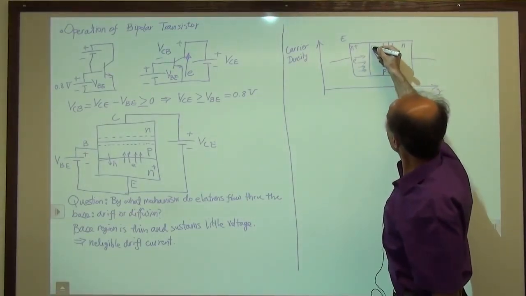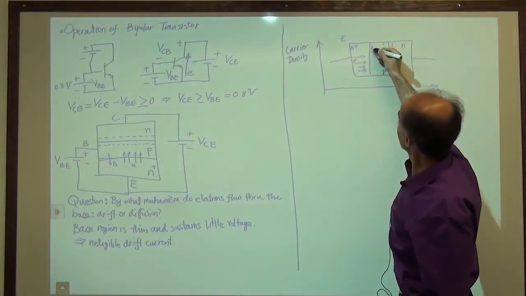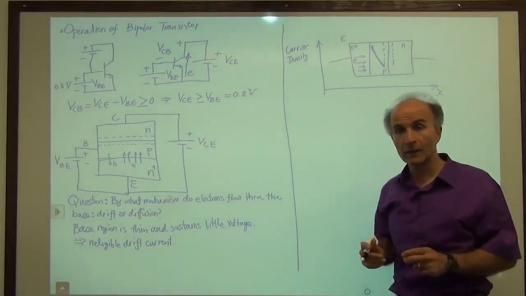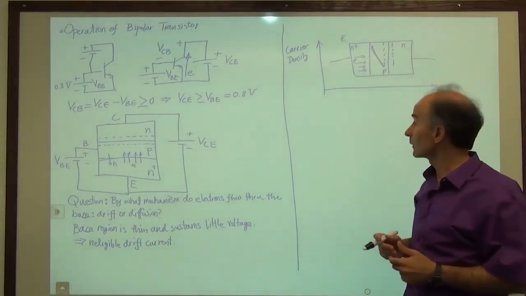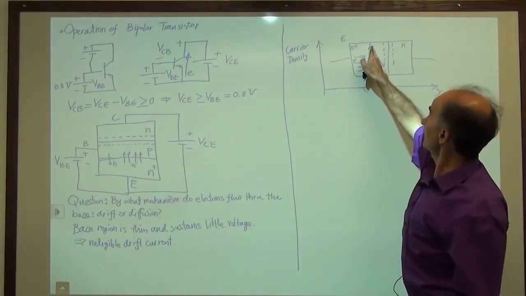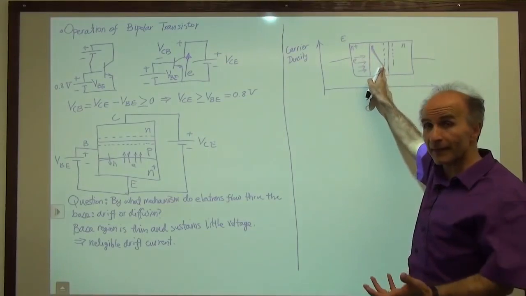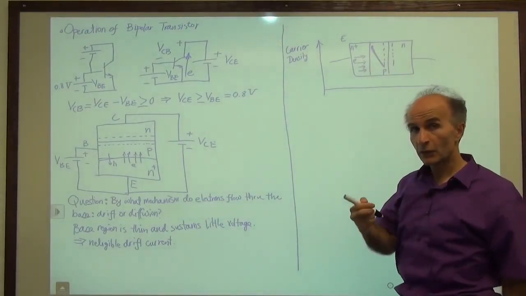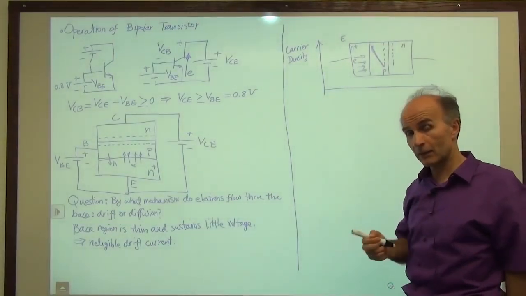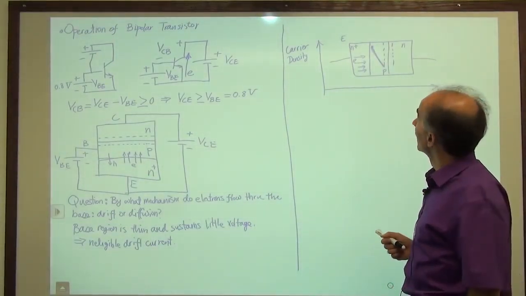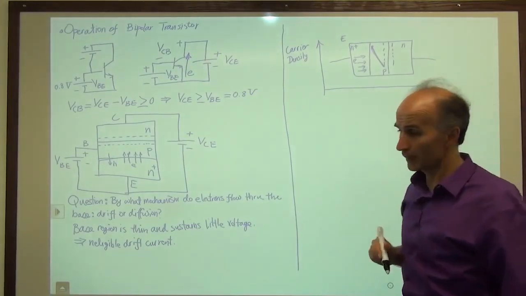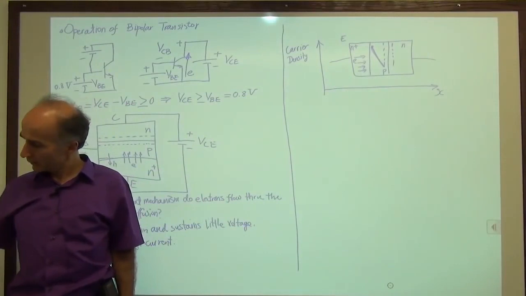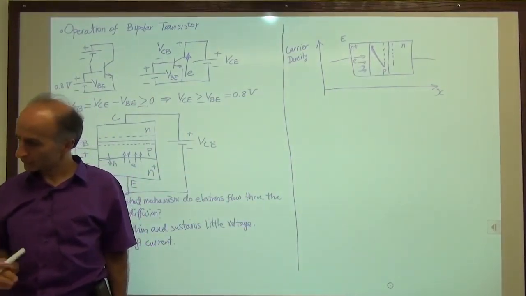So we have some sort of large gradient between these two. It may be linear, it may not be linear. That's not a big concern right now. But what we see is that because of the concentration difference, we must have a diffusion current inside the base. So the primary transport mechanism through the base is diffusion. All right, so that's an interesting observation about the device. Let's see what else we need to understand.